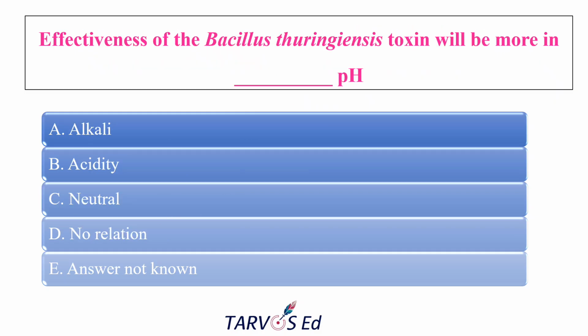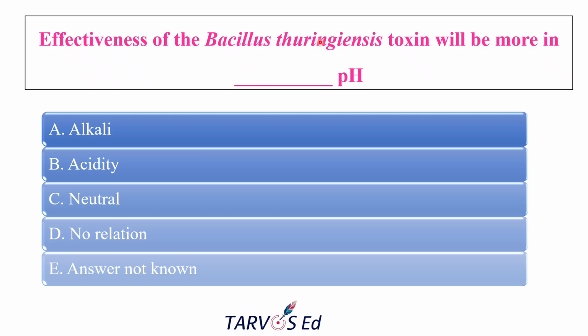Okay. The next question is, the effectiveness of the Bacillus thuringiensis toxin will be more in which pH? So how this Bacillus thuringiensis, or we can say BT toxin, works means this particular microorganism produces the Cry proteins during its sporulation time. So those proteins are generally inactive ones. So they are called protoxins.